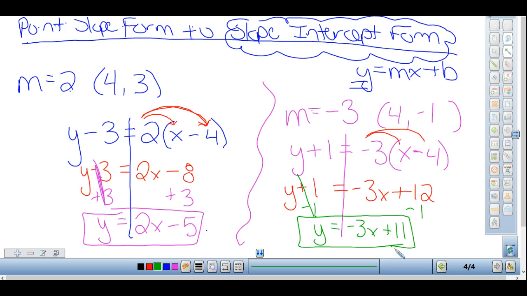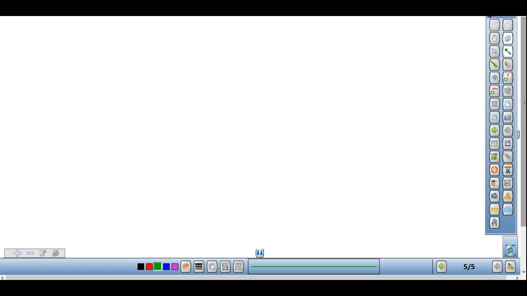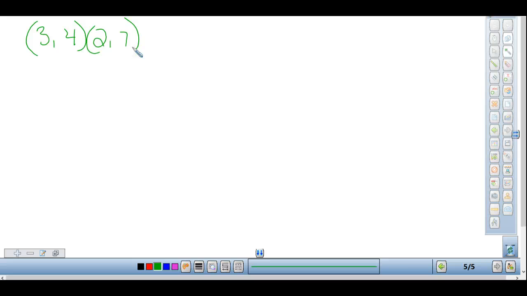So the first half of your worksheet is going to look just like this slide. If you need to, go to this slide and pause it while you're doing numbers 1 through 6. But on the rest of it, they're going to give you 2 points. So they're going to give you (3, 4) and (2, 7). In order to do that, what's the one thing that we need to find? We need to find the slope first.